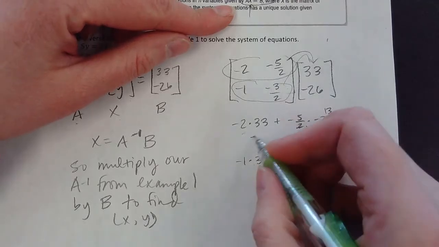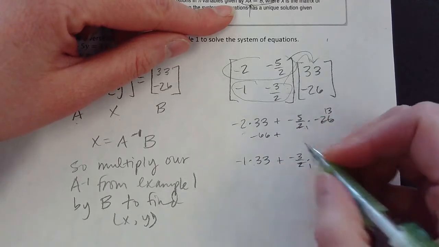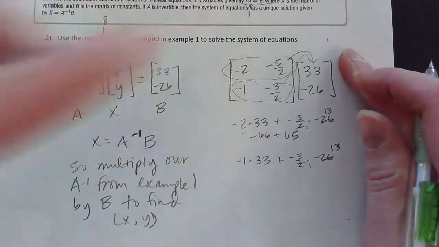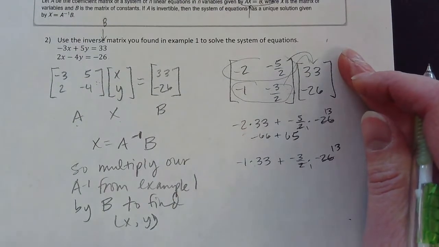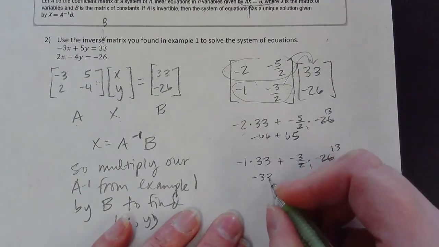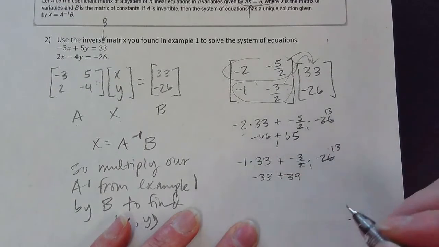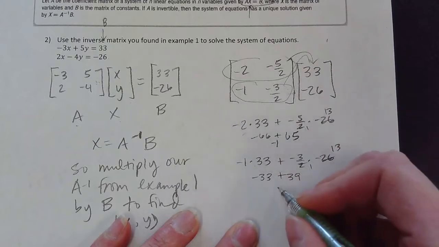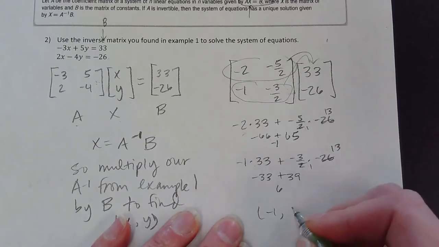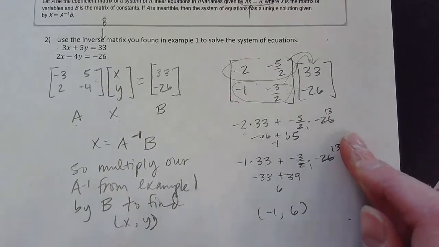And let's see, this will be a negative 66 plus 65. And then I have a negative 33. And what is this one? Plus 39. So negative 1 and a positive 6. So that is going to be my answer on this one.